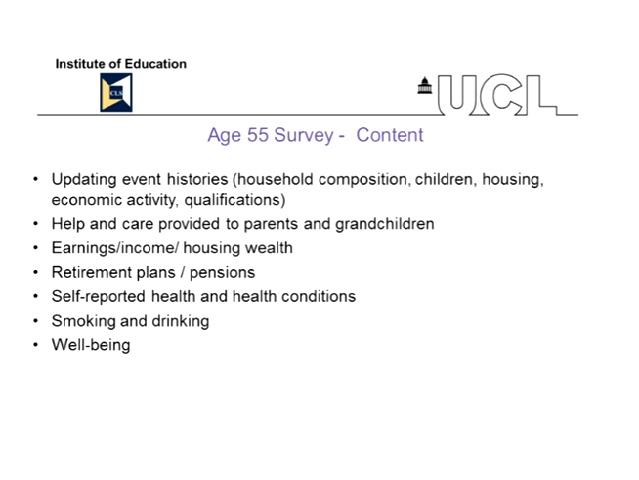In terms of the content of the age 55 survey, there's a considerable focus on updating the event histories which we've collected over the course of the study's life: household composition, children, housing, economic activity and qualifications and training. We know that caring responsibilities are a significant issue for people in their 50s, so we've got quite a detailed block of questions about the amount of help and care provided to parents and to grandchildren. We've collected information about people's earnings, income and also housing wealth. Obviously the 50s is a time when people will be starting to think about retirement, so we've got a series of questions about people's retirement plans and their pension arrangements. Self-reported health and health conditions, smoking and drinking, and then some questions about well-being.